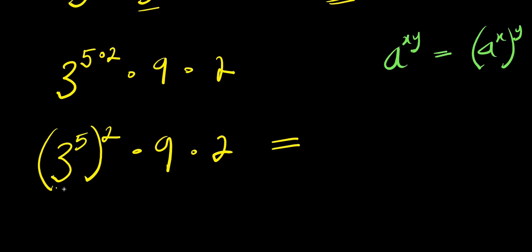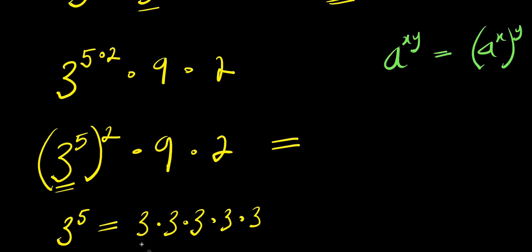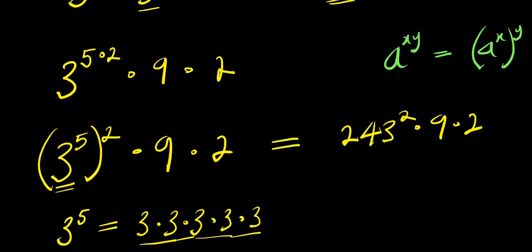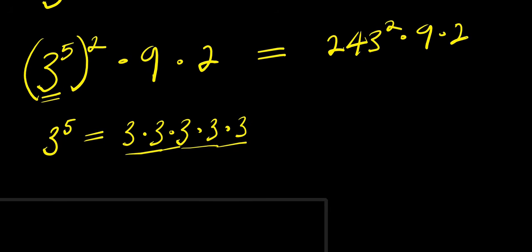And this equals 3 power 5 equals 3 times 3 times 3 times 3 times 3. This is 9, 27, 81, 243. So this is 243 power 2 times 9 times 2. From here, we find the value of 243 power 2.